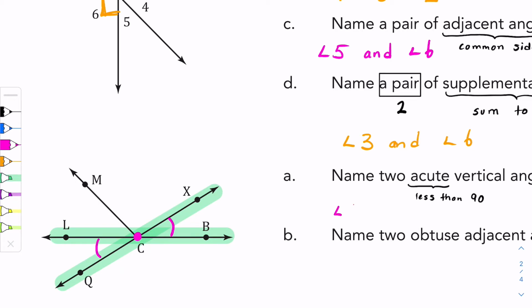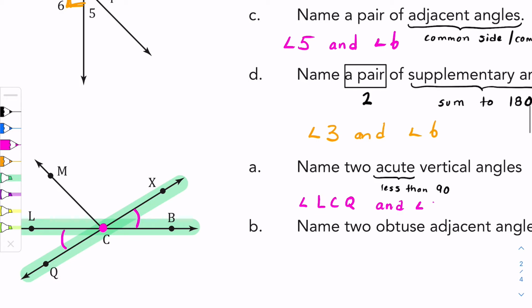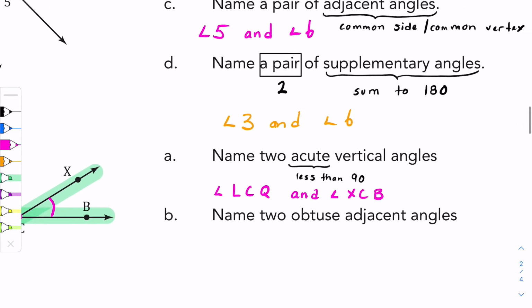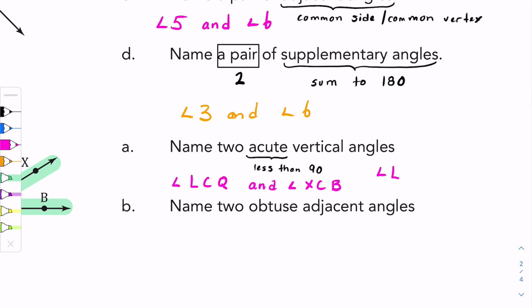So I could say angle LCQ and angle XCB. So not only are these angles vertical, but they are also congruent. So I could write another statement that says angle LCQ is congruent to angle XCB.